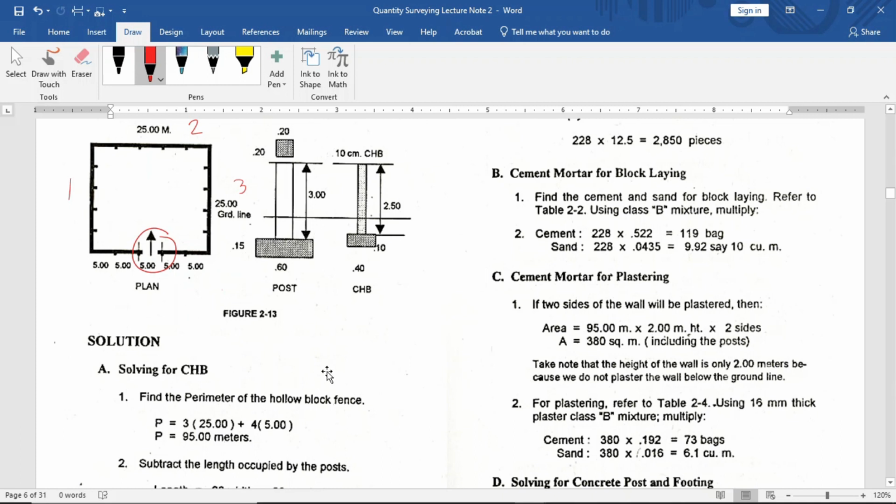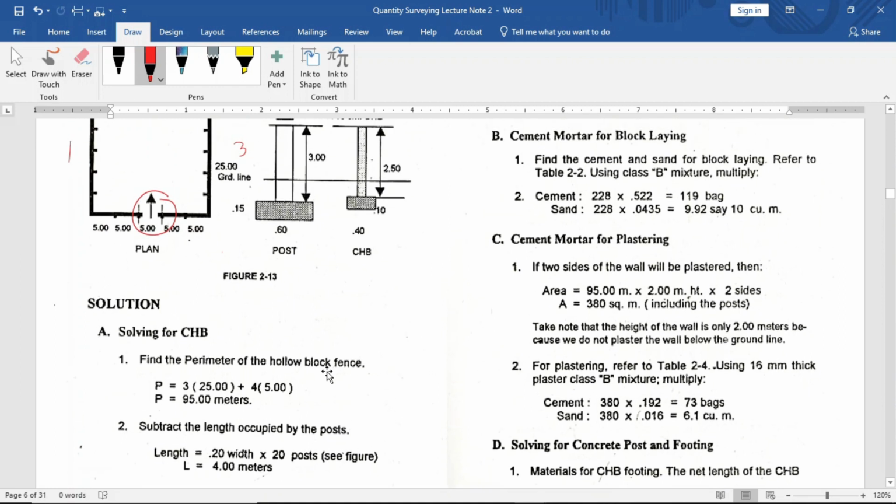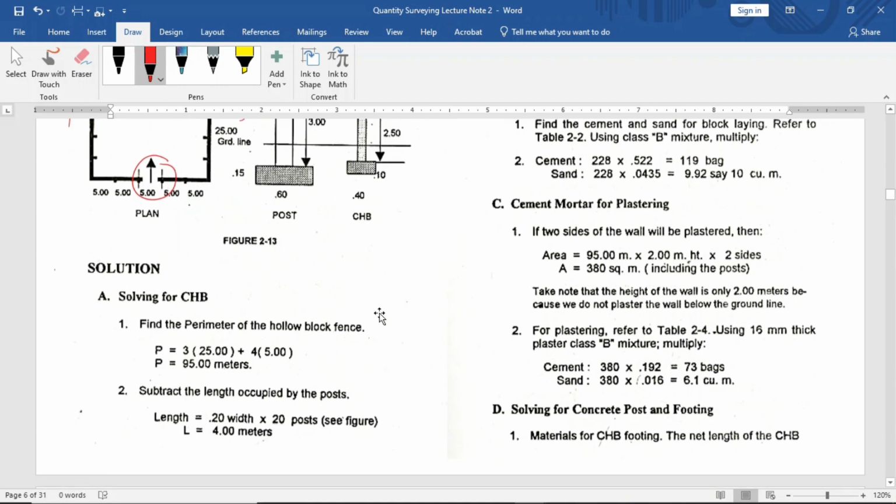Since CHB ito, babawasan natin ng sa post. So, ano ba yung post? Sa post natin, 20 by 20 centimeters. So, bilangin natin yung post. 1, 2, 3, 4, 5, 6, 7, 8, 9, 10, 11, 12, 13, 14, 15, 16, 17, 18, 19, 20. So, there are 20 posts.